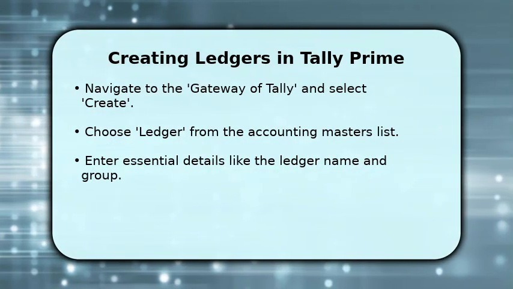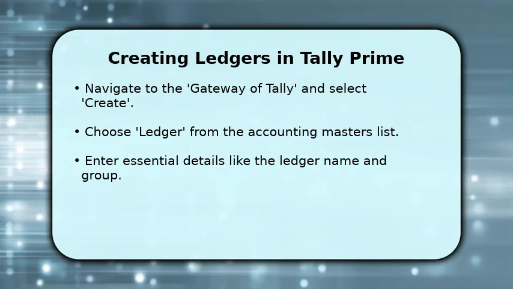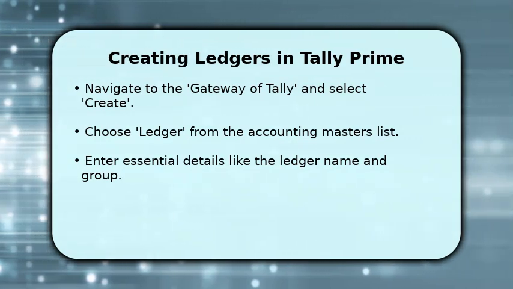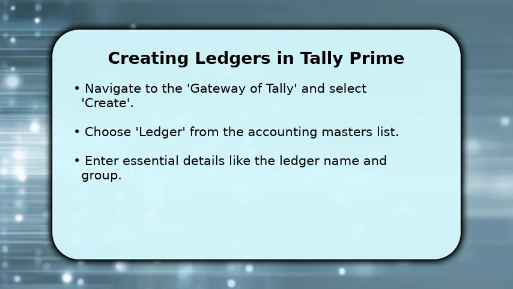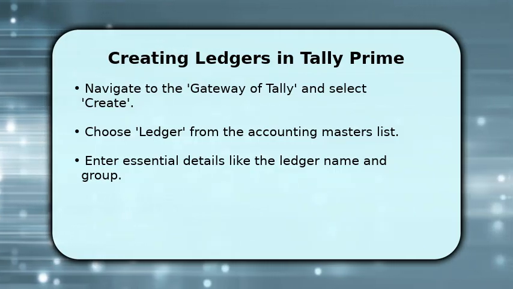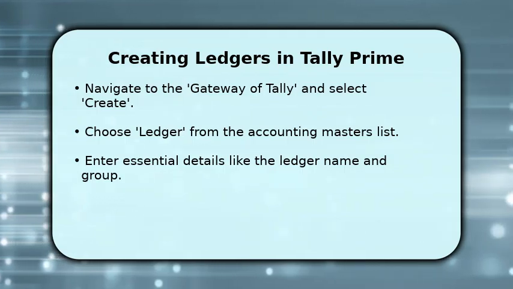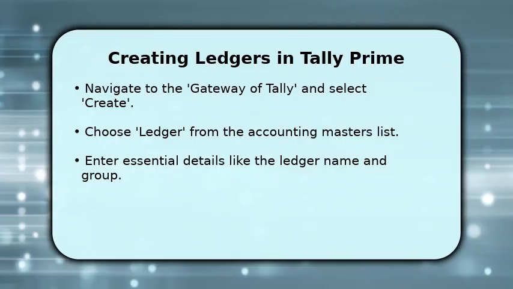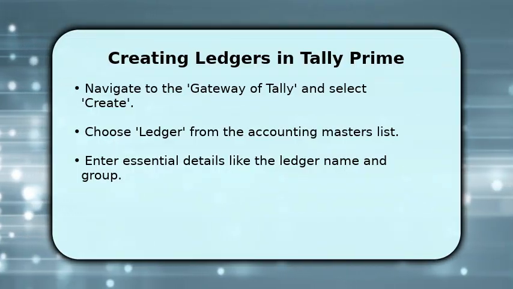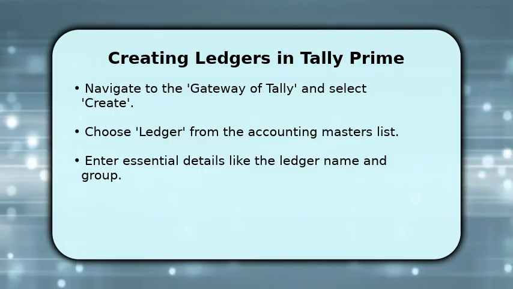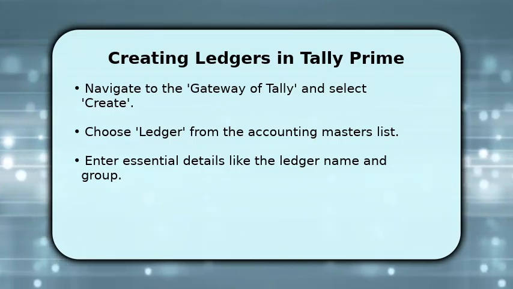Now, let's walk through creating a new ledger in Tally Prime. From the gateway of Tally, simply select Create, then choose Ledger under Accounting Masters. You'll need to provide a unique name for your ledger, like Rent Expense or Sales Account. Assign it to the correct group, such as Indirect Expenses or Sales Accounts, to ensure proper classification. This step is vital for organizing your financial data effectively.